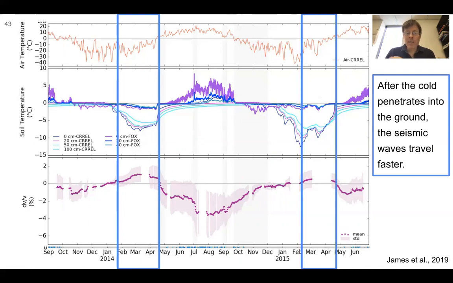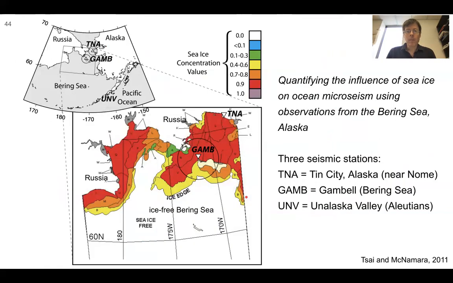Colder temperatures make it easier to transmit energy, and the wave speeds can move faster when the ground is solid, rather than in the summertime when it gets nice and warm and beautiful in Fairbanks. The ground warms up, it gets a little mushier, and the wave speeds slow down.